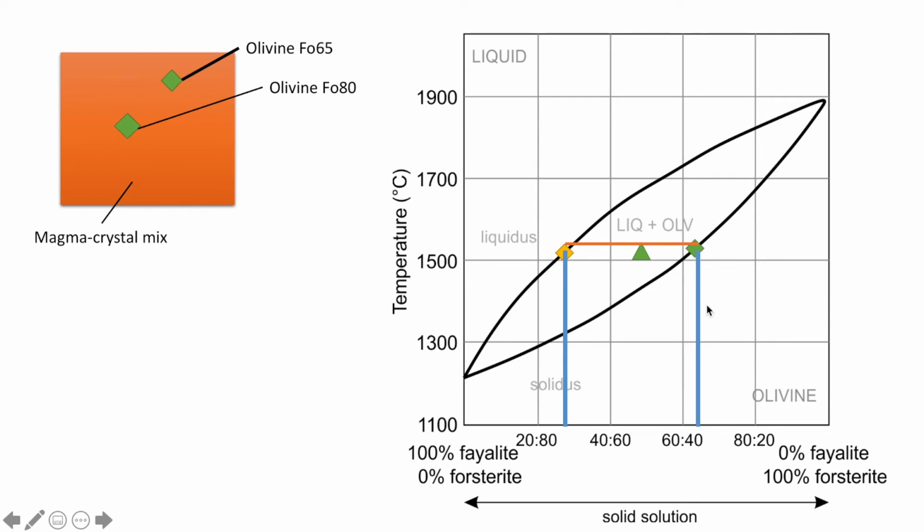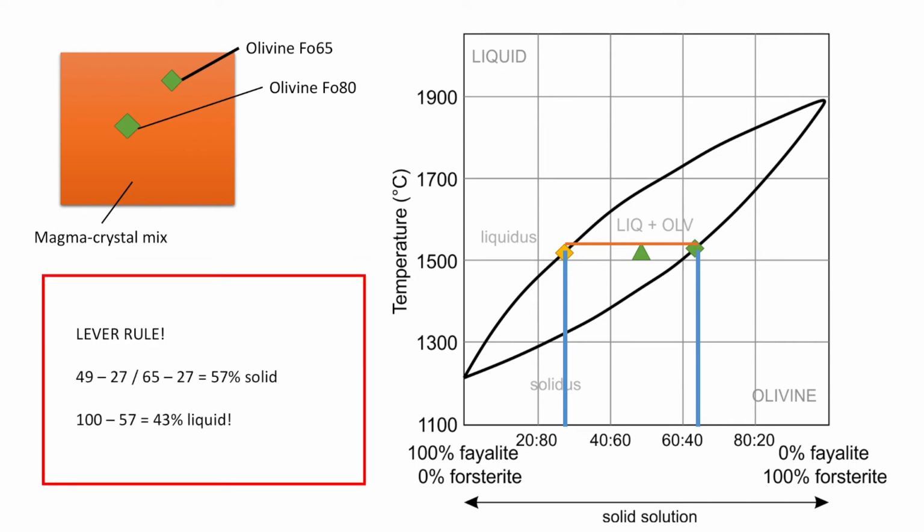If we think back to the last lesson on the lever principle, it's going to look something like this, right? So just like our seesaw, we have our fulcrum point here. So we do 49 minus 27, 49 being the line down from our fulcrum, minus 27 over 65 minus 27, which means that the system is currently 57% solid or 43% liquid. So pause the video now if you wish, and you can use that equation from the lever rule lesson for liquid. So calculate using the other calculation and see if you get the same results.